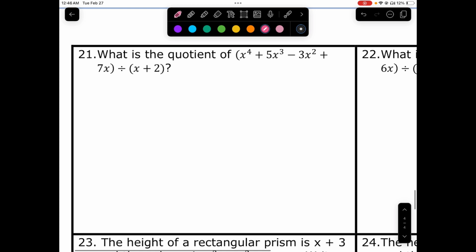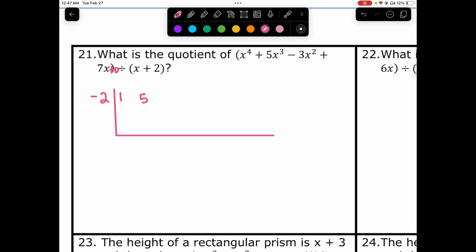21, what's the quotient? I'm going to use synthetic division because I feel like it's a tool that I can use. Why wouldn't I use it? Don't make the mistake that I made last time. Please don't forget the 0 at the end. So since this ends with 7x, we have to add a plus 0. So that's going to be 1x to the fourth, 5x to the third, negative 3x squared, 7x, and 0. You have to include the constant.